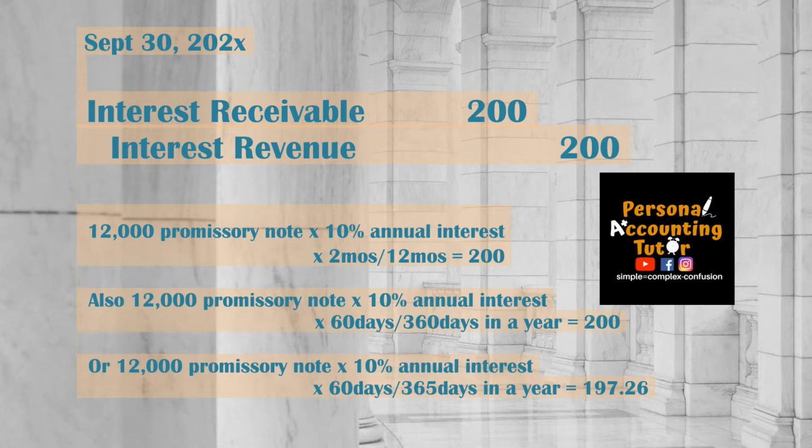We use interest receivable because Pibesic has not yet received the payment for the interest even if it was already earned through the passage of time, which explains also why we credited interest revenue. We earned some portions from August 1 to September 30.